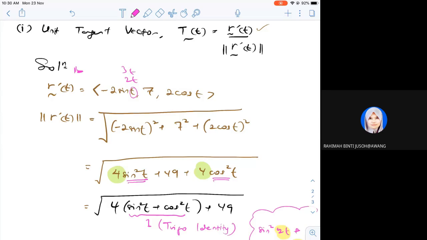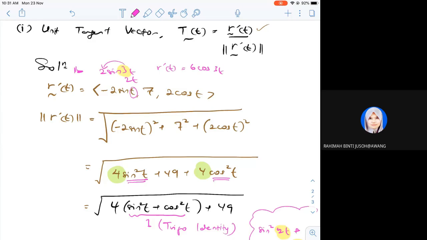Okay, it doesn't matter. But if you want to differentiate, what happens to this coefficient? If you differentiate 2 sin 3t, what happens to this 3? Multiply. Yes, you should bring this forward here, right? So if you want r prime t, it becomes 6 cos 3t.